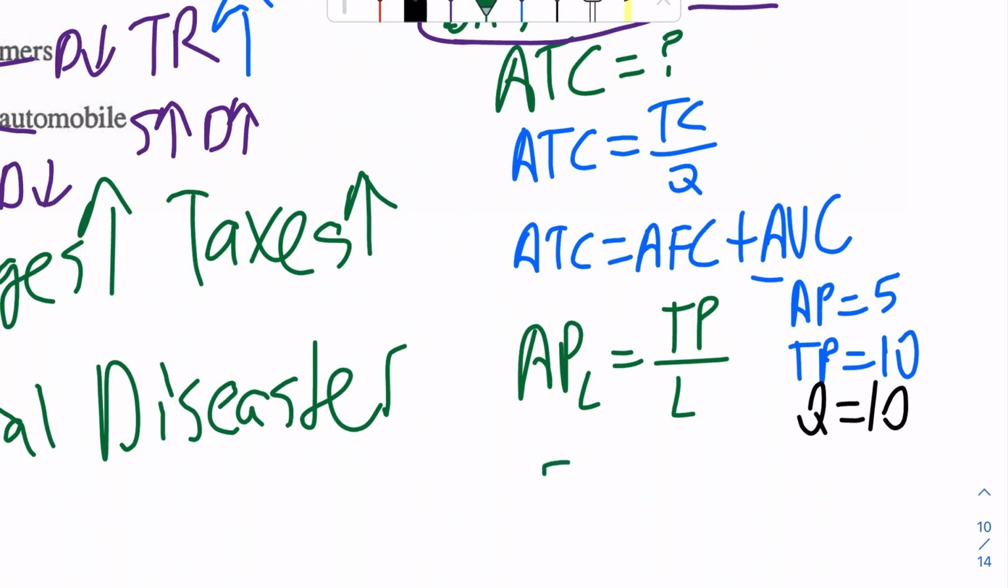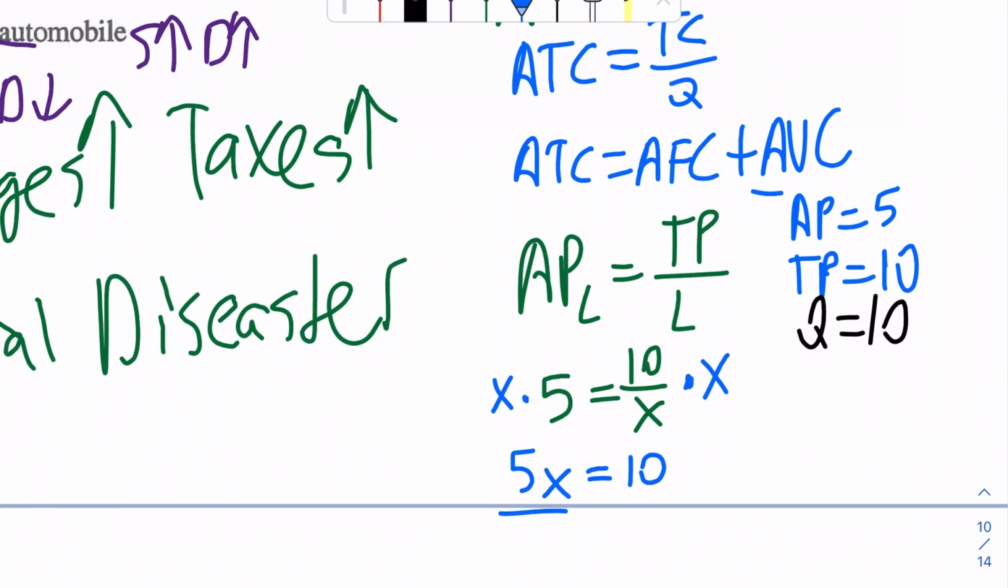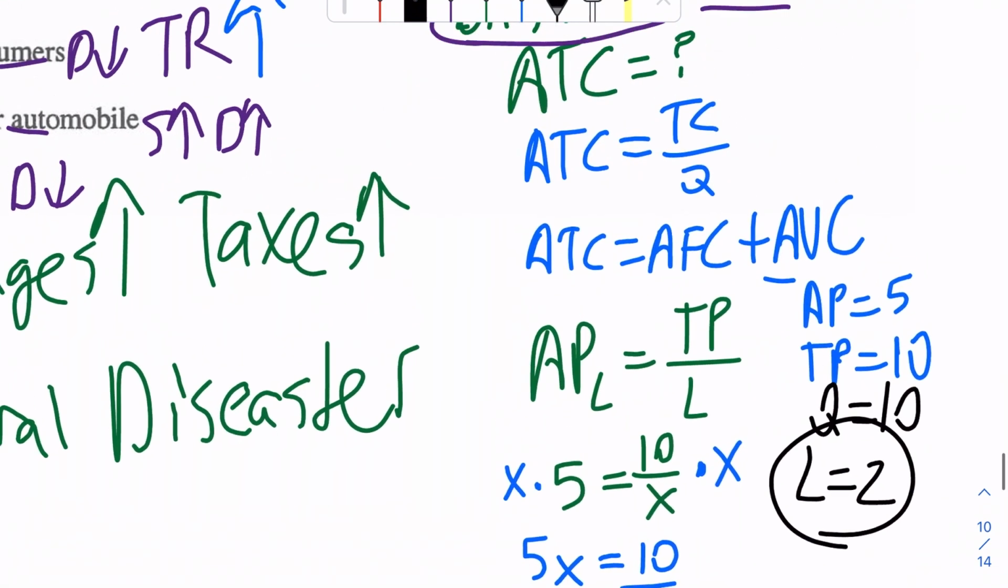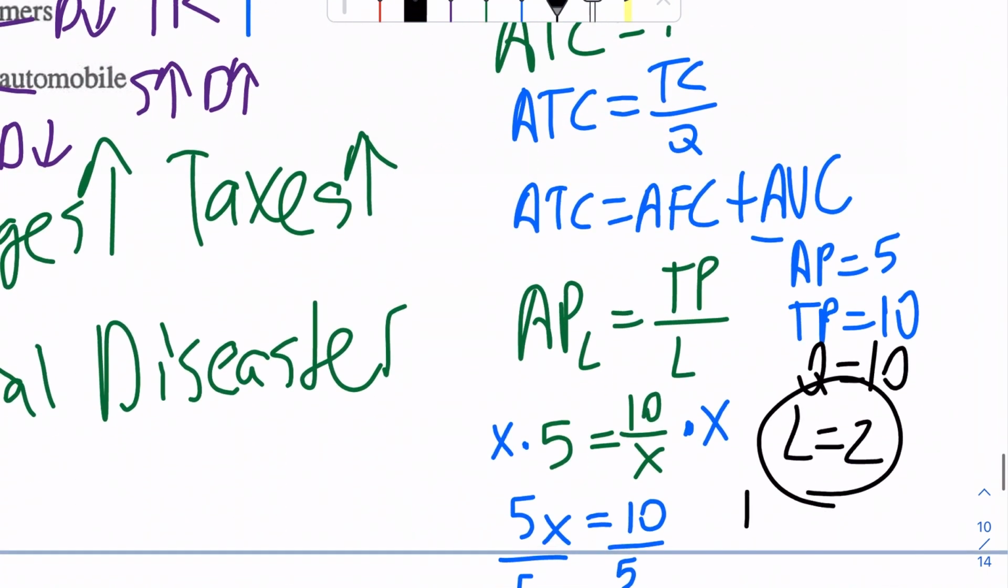So we're going to put in the information. We have 5 equals 10 divided by x. How do I solve this? Well, I have an x in the denominator, so I'm going to multiply by x on both sides. 5x equals 10. From here, you will be dividing by 5 on both sides. So x equals 2. What does this x equals 2 mean? That's how many people you hire. So L equals 2. And if you hire 2 people and you pay them $12, your total variable cost is $24.